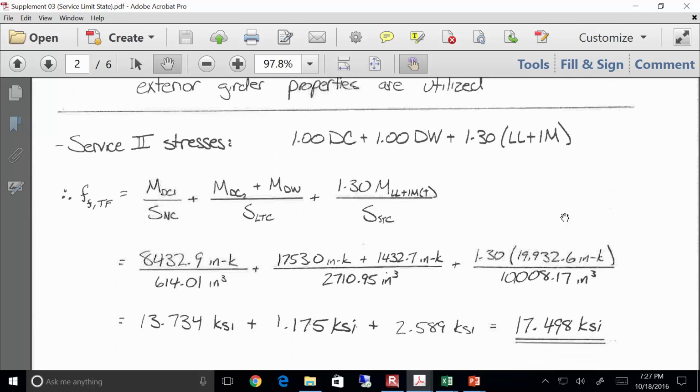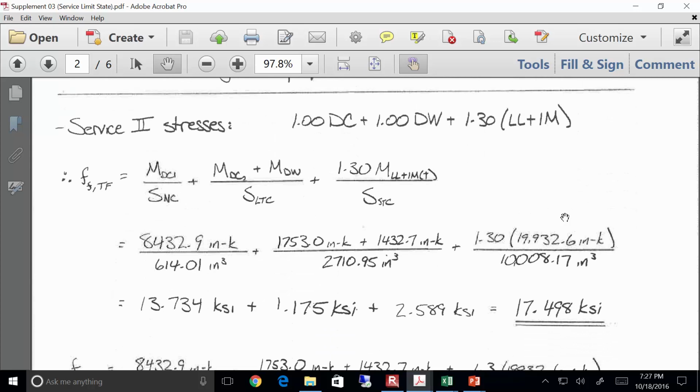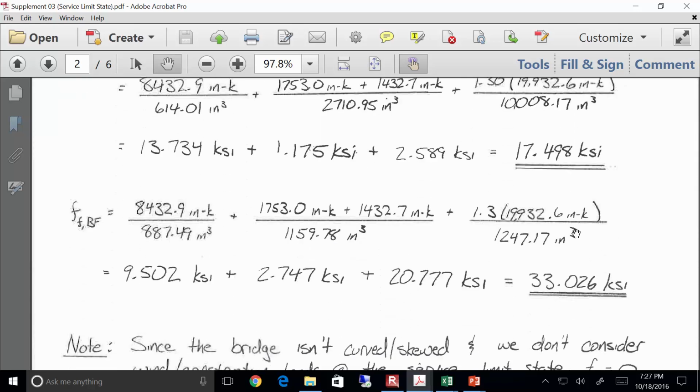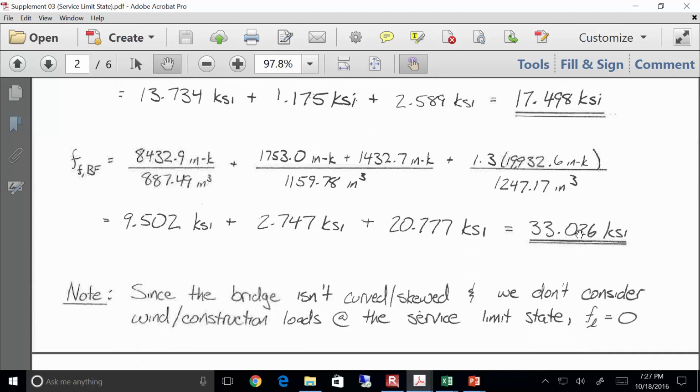All right? So here's the flange stresses for the top flange. I'm taking my DC1 over non-composite, DC2 and DW over long-term composite, live load over short-term composite. Take each of them, plug and chug, and I get about 17.5 KSI. Make sense? Same thing for the bottom flange. Go through, plug and chug, and I get 33.0 something KSI. Sound good? And keep in mind, we didn't care at all about lateral flange bending.